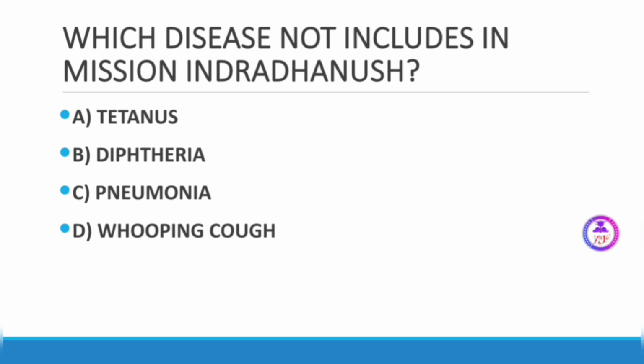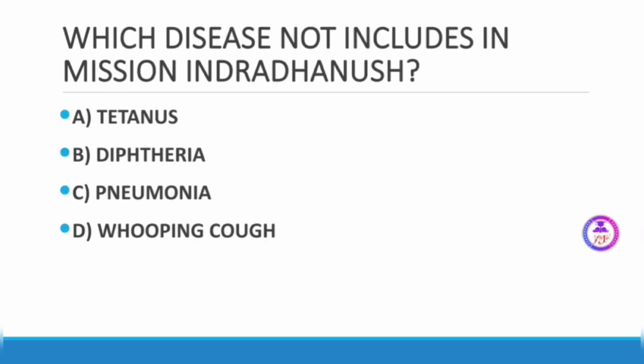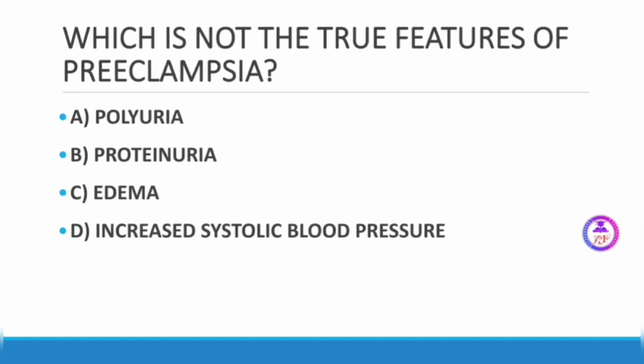Which disease is not included in mission Indradhanush? Indradhanush mission is launched by the government, and which disease is not included from the options? Option A, tetanus, B, diphtheria, C, pneumonia, and D, whooping cough. Here pneumonia is not included in mission Indradhanush.